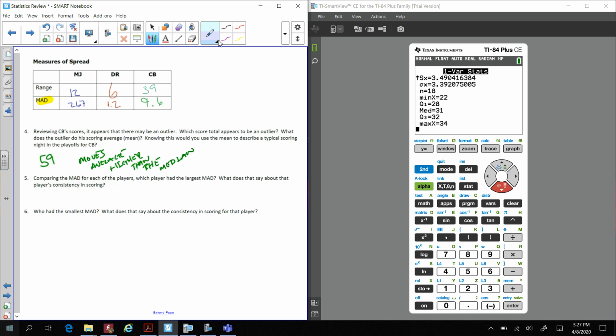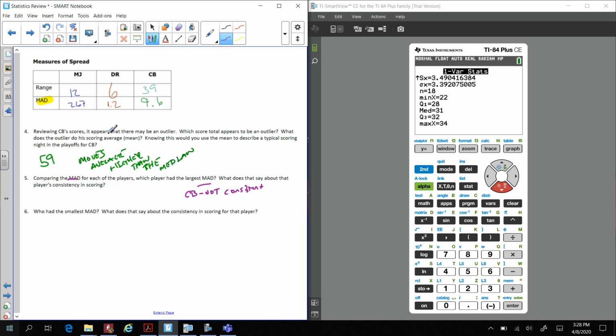So, right, question number 5. Comparing the mean absolute deviation of each player. Which player had the largest mean absolute deviation? Well, Charles Barkley did. What does that mean about him? He is not consistent. Right? He had one game where he scored 59 points, but the rest of them, he didn't score as many. And so that mean absolute deviation, that 9.6, says that on average he's scoring 35 points, but he can also score 10 points higher than that, 10 points lower than that.